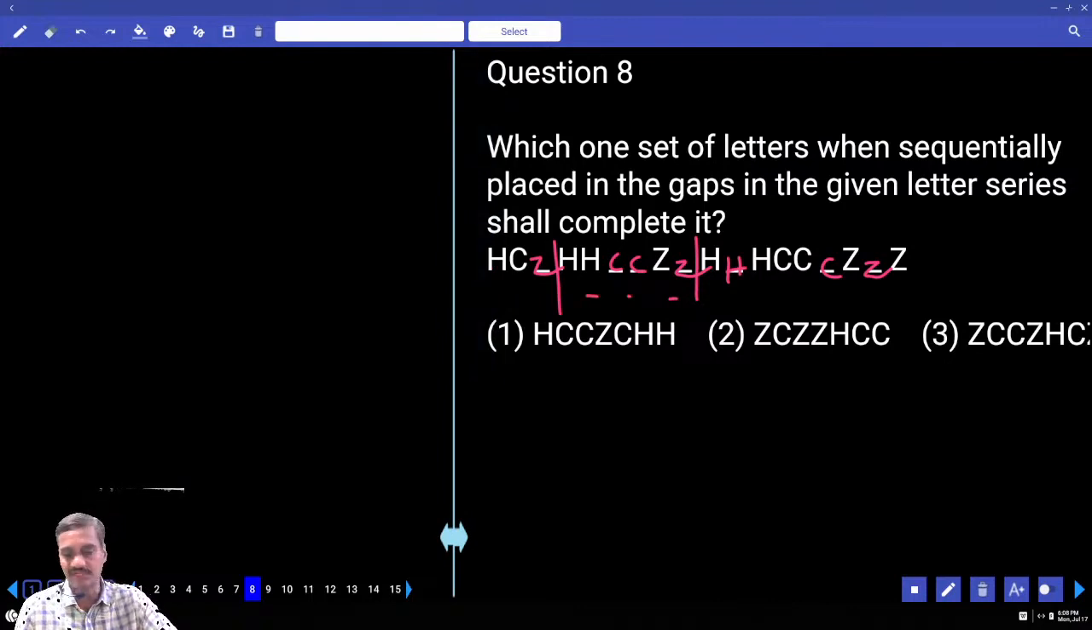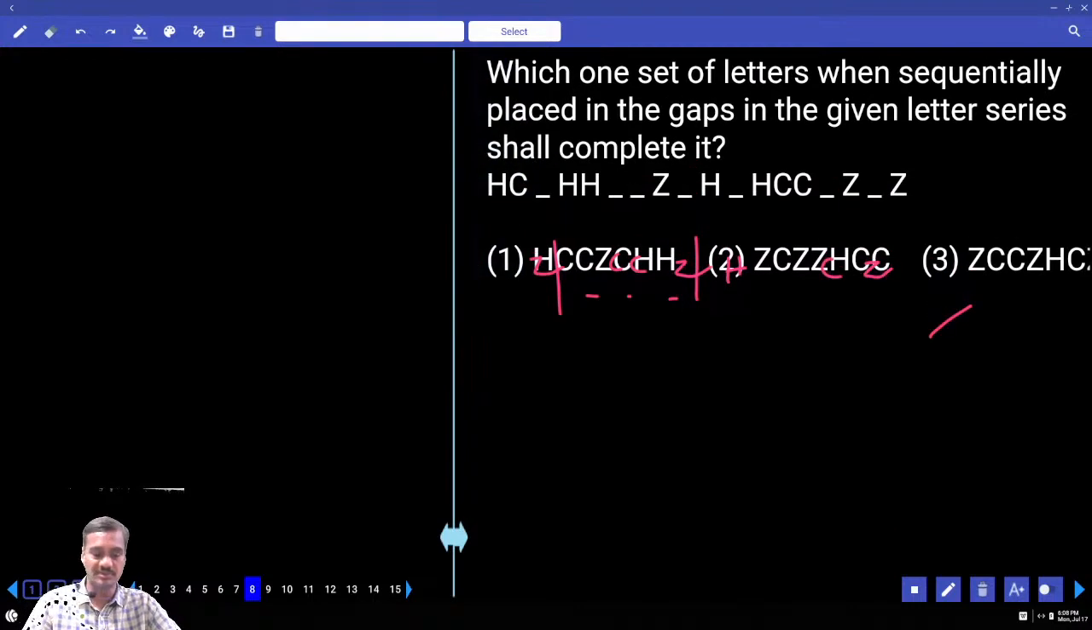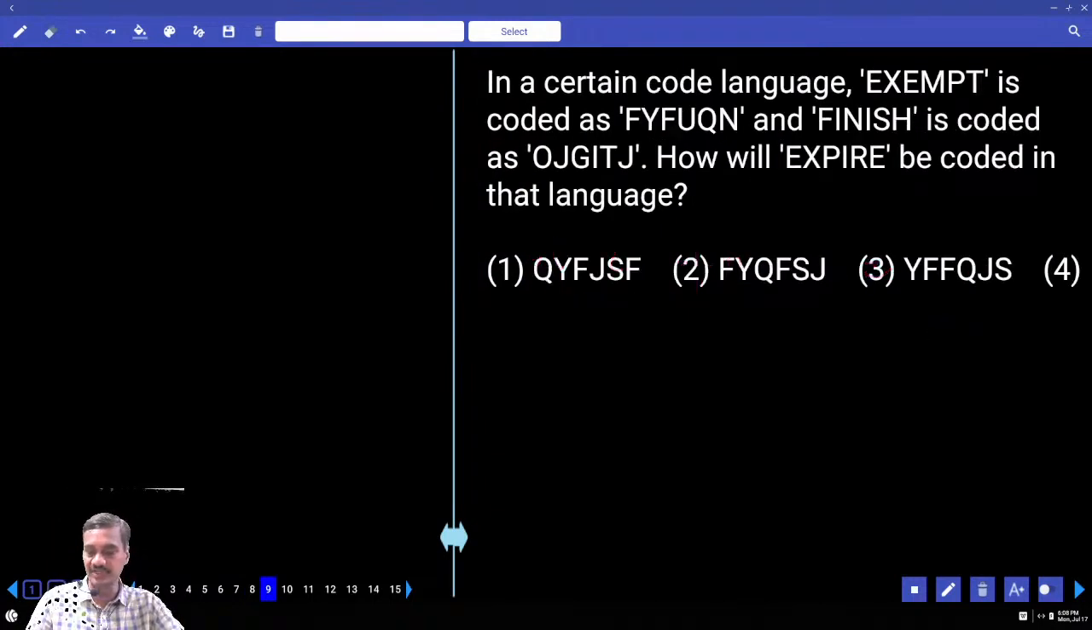Then tell me what is the element that is missing out here? Z, C, C, Z, H, C, Z. That is choice 3, question number 8. The next one, ninth one.